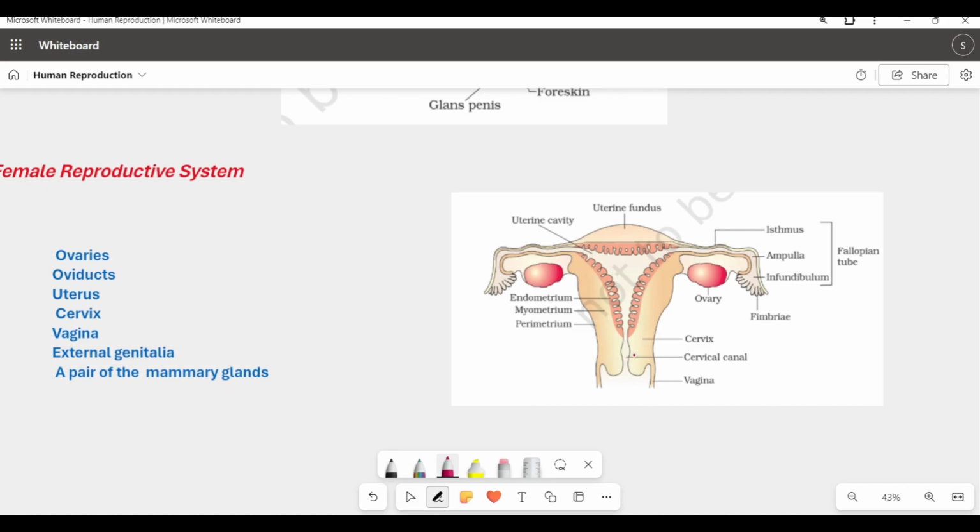You can see this is the overall structure of the female reproductive system. A pair of ovaries, the oviducts, and this is the muscular bag, the uterus. The uterus opens out into the vagina through the cervix, and the vagina is the birth canal, and then comes the external genitalia. In addition to that, females have mammary glands, as we are viviparous organisms. Now let us study the structure of the ovaries in detail.